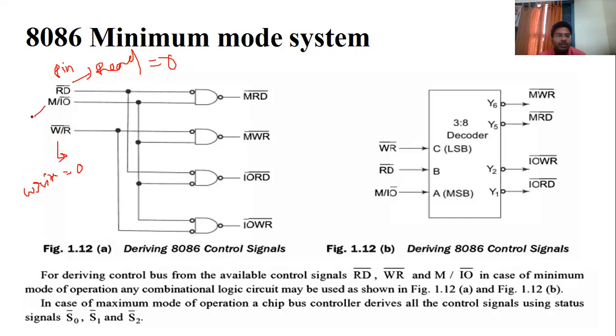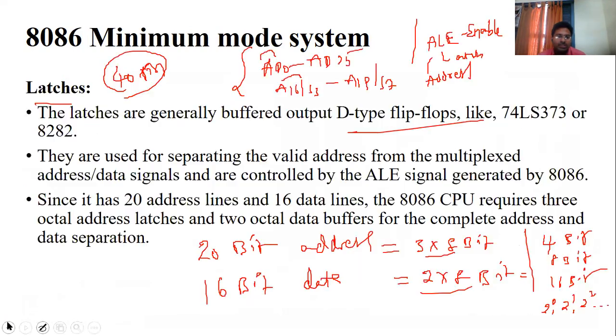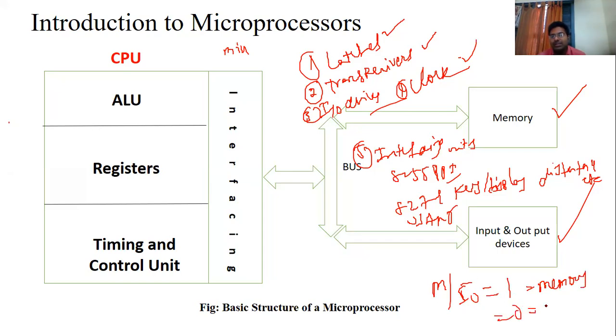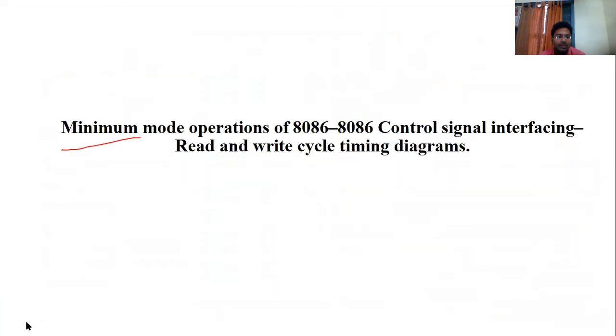Then this is another pin. We have memory as well as input output devices. We want to see whether the microprocessor is connected to memory or to input output devices. For our discussion, the CPU is connected to the memory, so M/IO bar is equal to 1. That is memory. If it is 0, that is IO bar, it is the input and output devices.